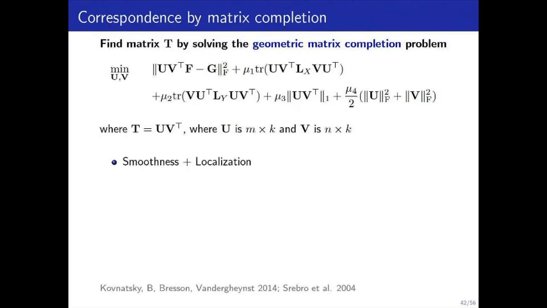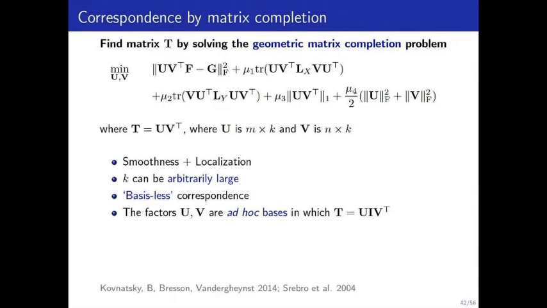Okay, and then you can rewrite the nuclear norm in this way, a sum of squared Frobenius norms of these factors. So this is an equivalent formulation of the previous problem, where now the optimization variables are U and V, the left and the right factors. And again, the terms give us smoothness and localization. K can be arbitrarily large. So basically, it is dictated not by the amount of data, but by the computational considerations. And now we don't have any basis with respect to which we represent our correspondence. So actually, if you consider the factors U and V as some ad hoc basis, then the correspondence is always represented by the identity matrix. So if in the previous approaches we tried to make this matrix as diagonal as possible, now it is guaranteed to be not only diagonal, but also identity.